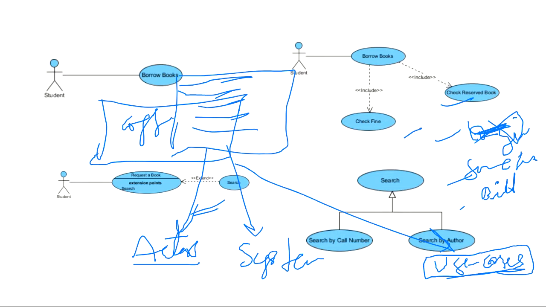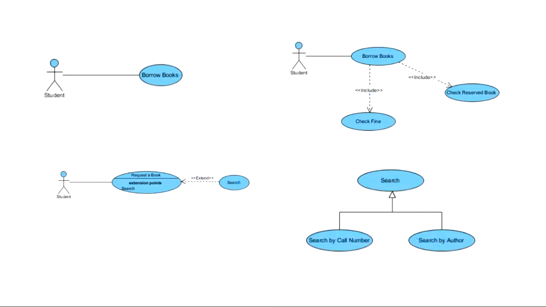Whatever is written in the question, those many actors, those many use cases, and those many relationships should at least be present. You cannot miss them. Where will marks be cut? If this is just a drawing and you can draw anything, then where will the marks be cut?